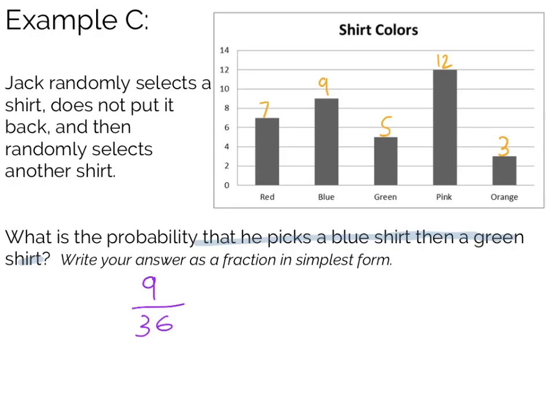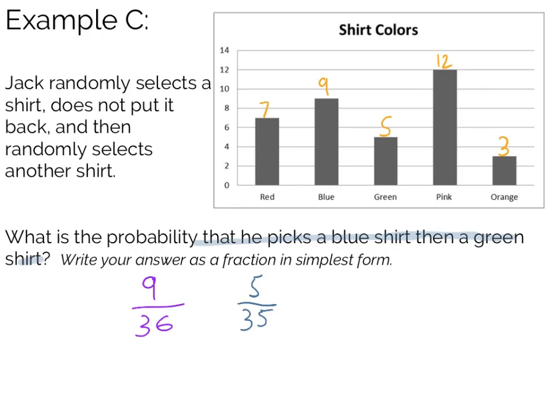Now, he's taken that shirt and he's taken it away. He's going to have to pick a different shirt. When he takes away that shirt, when he removes it, now there is 1 less shirt. So we're only going to have 35 shirts remaining. We've taken away a blue shirt, so the total number of shirts drops. However, he's looking for a green shirt, so our number of shirts on the top is going to be 5 green. The fact that he took away a blue shirt doesn't affect the number of green shirts there are.